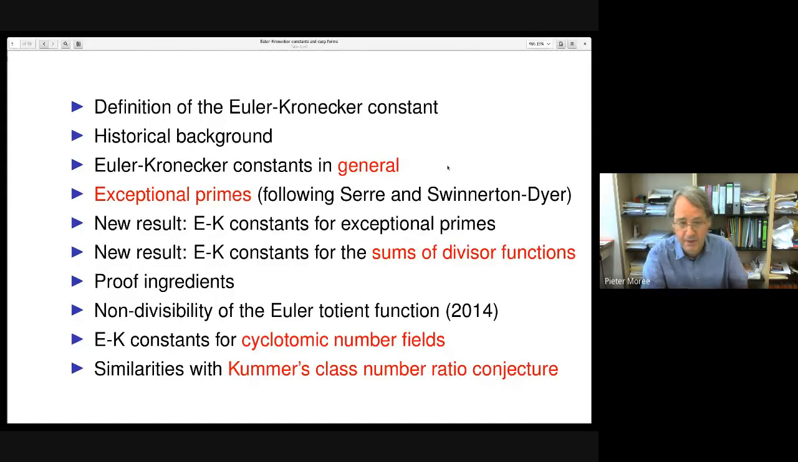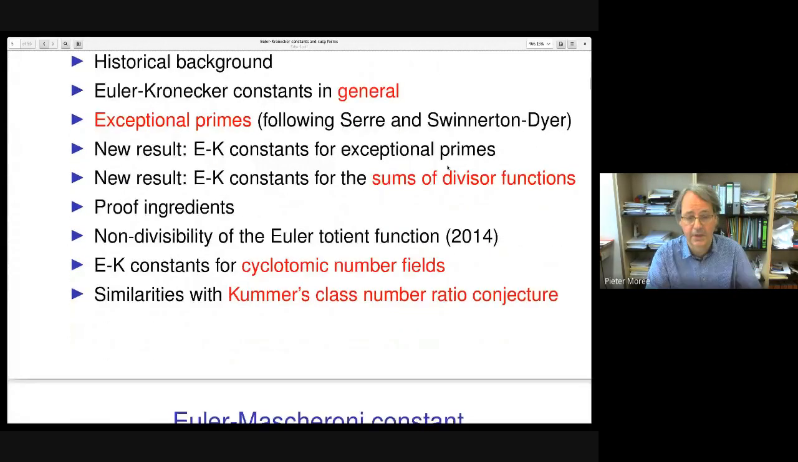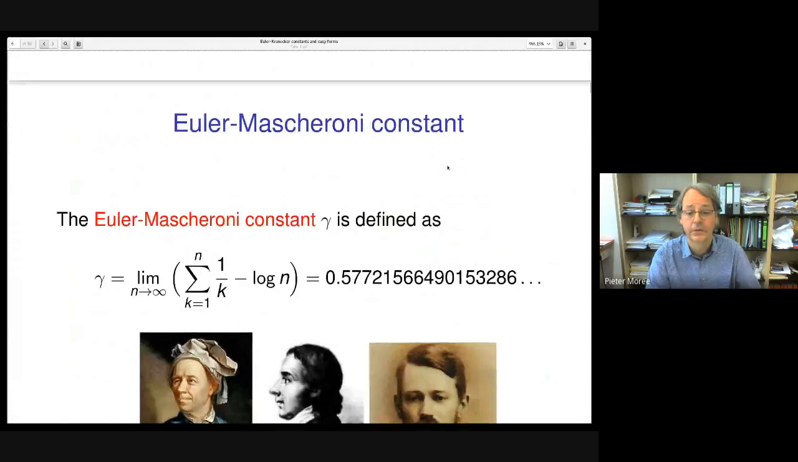And then if I have time, I will say something about the Euler-Kronecker constants for cyclotomic number fields, that are also Euler-Kronecker constants for subfields of cyclotomic number fields. That is, abelian fields play some role, as we will say. So this is roughly the overview.